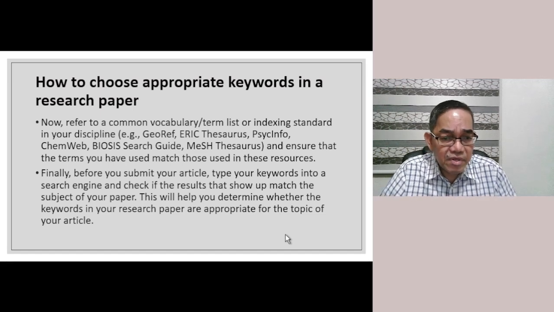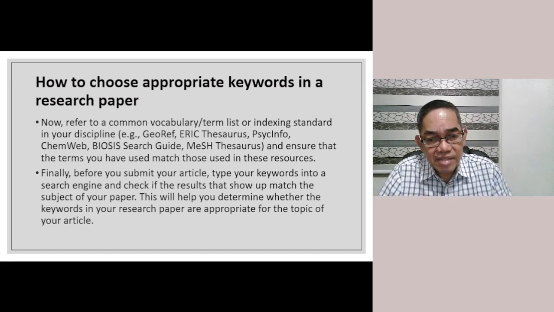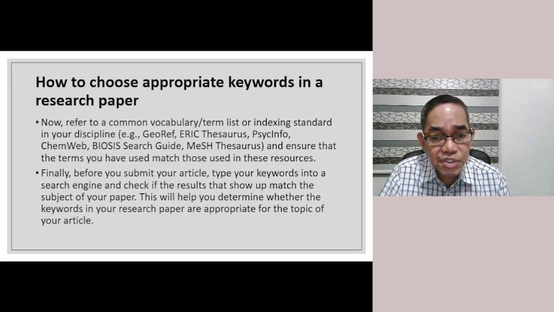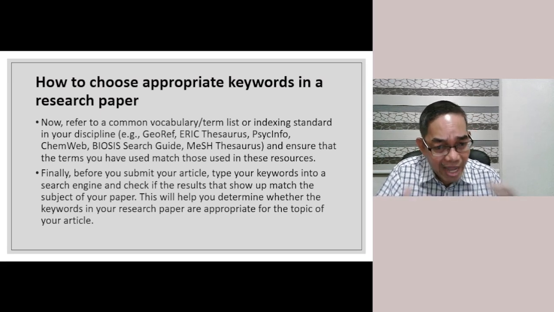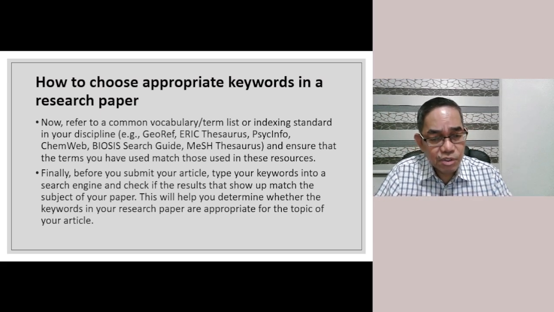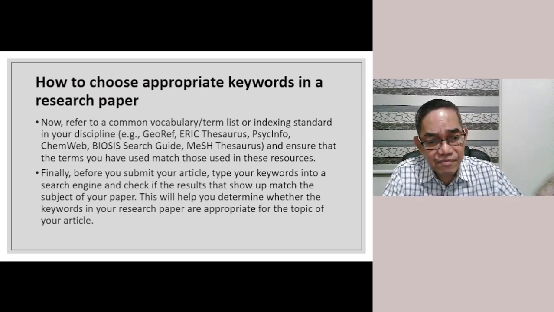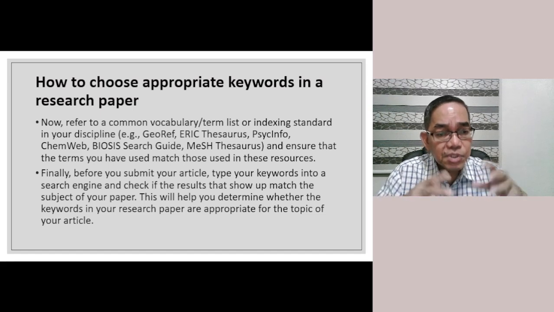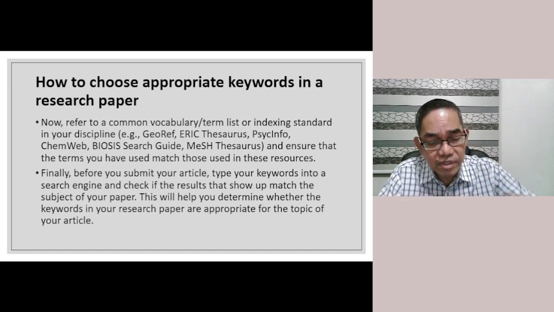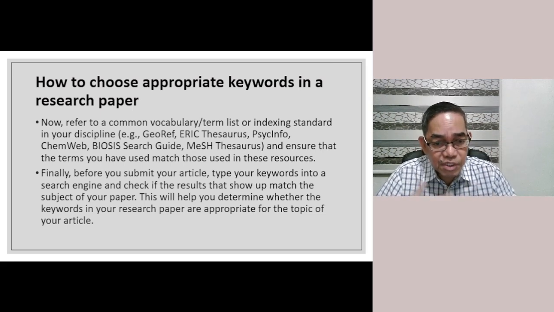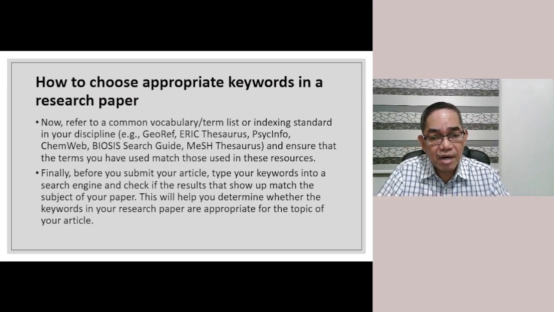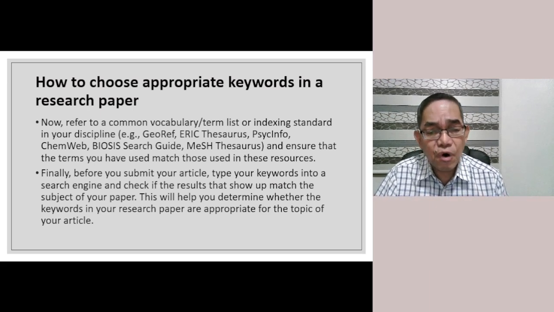And finally, before you submit your article, type your keywords in the search engine and check if the results that show up match the subject of your paper. So just try to type the keywords that you have written in PubMed, for example, and then look into whether the same subject papers will be shown in the display. And this will help you determine whether the keywords in your research paper are appropriate for the topic of your article.